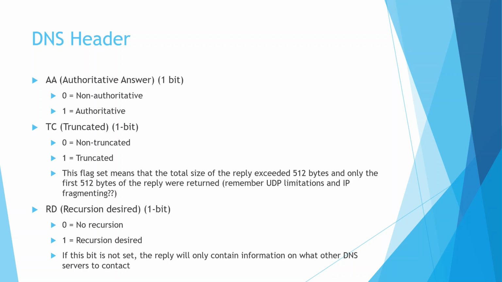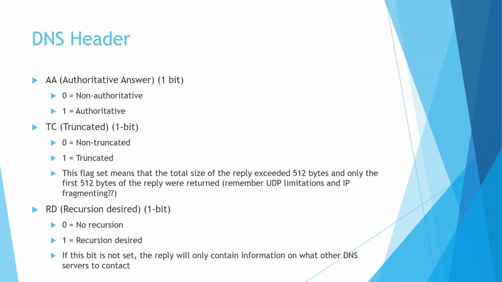Then you have the AA field, which is the authoritative answer. That's going to be 1 bit. Again, 0 is not authoritative and 1 is authoritative. We mentioned before that name servers are authoritative for a specific zone. Well, we do have this thing called DNS caching, and that helps us to serve up answers to various pieces of information from a particular zone without being a name server for that zone.